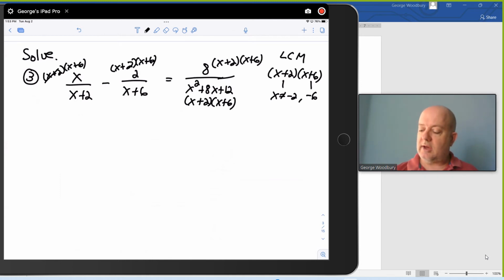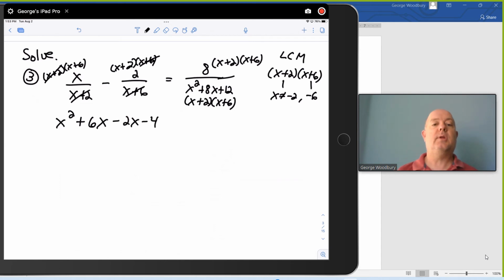I would divide out the x plus 2 in the first fraction. That leaves me x plus 6 times x. Distribute the x, and we get x squared plus 6x. In the second fraction, divide out the x plus 6's. I'm left with negative 2 times x plus 2. Distribute the negative 2 through. That's minus 2x and minus 4. On the right-hand side, both the x plus 2's and x plus 6's divide out, leaving me with just 8.